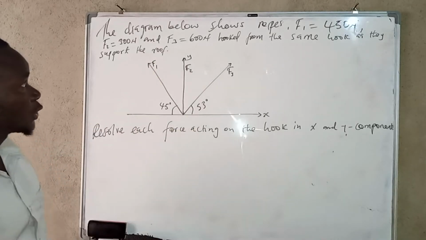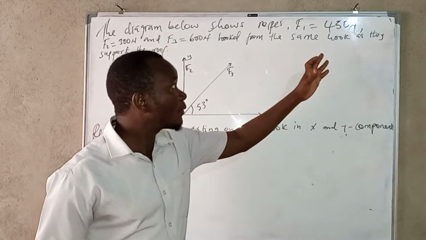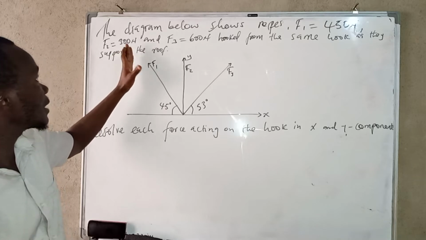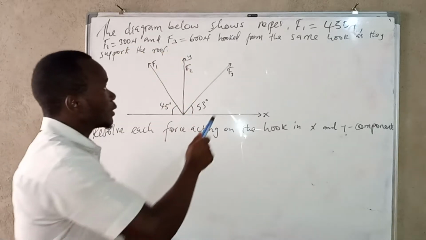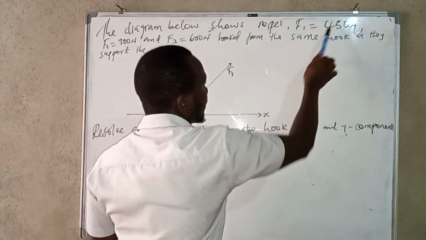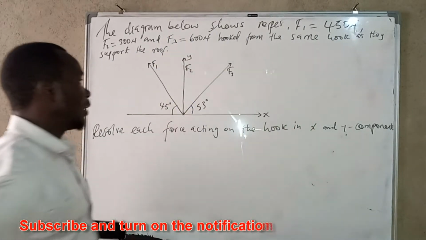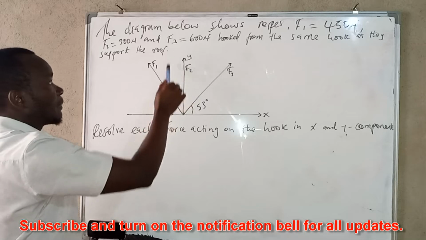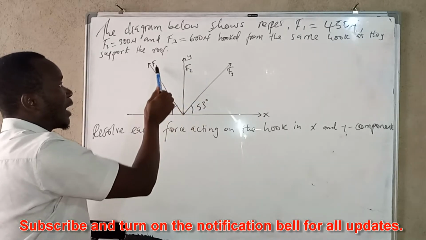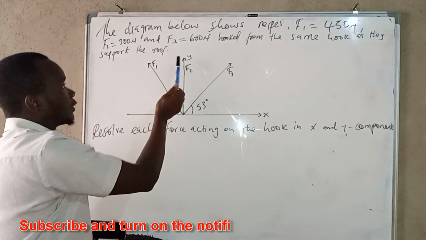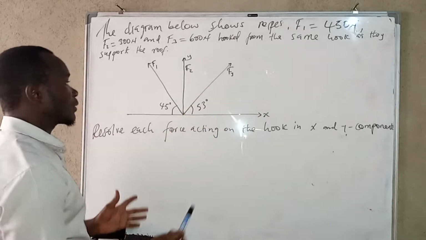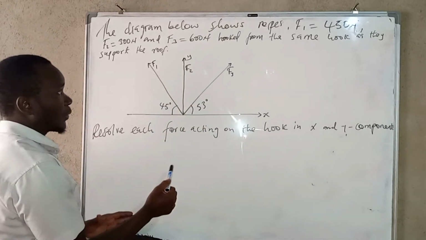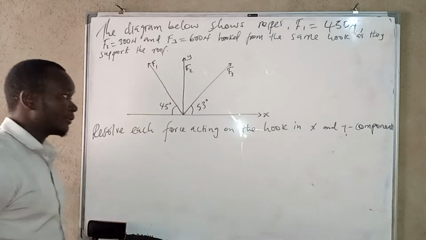The diagram below shows ropes. F1 is equal to 450 newtons, F2 is equal to 300 newtons, and F3 is equal to 600 newtons, hooked from the same point or from the same hook as they support the roof. So we have got these three forces, 1, 2, 3, and these forces are hooked from the same hook as they support the roof.